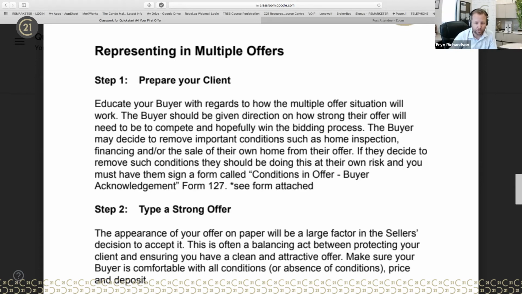Prepare your client for multiple offers, educate them, tell them how it's going to go. The buyer should be given the direction of how strong the offer will need to be to compete. So they're in competition. They need to know ahead of time the percentage chances of winning with certain clauses, but tell them there's also risks in those clauses and they need to accept those risks or overcome that objection to removing the home inspection by having a pre-home inspection, right?